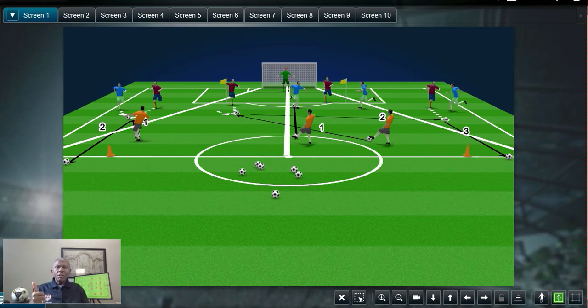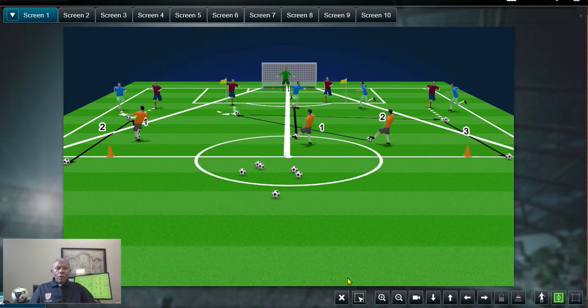First of all, immediate pressure on the ball. Second, cover. Third, balance. Fourth, depth. Fifth, vertical compactness. Sixth, lateral compactness. Okay, so today I want to show you how we compress the team both ways, vertically and laterally, and how to keep that shape throughout the game.